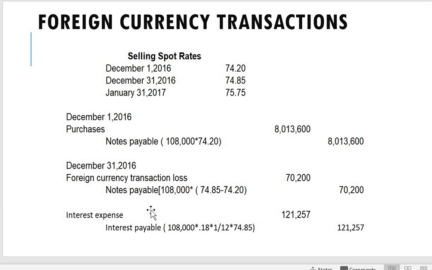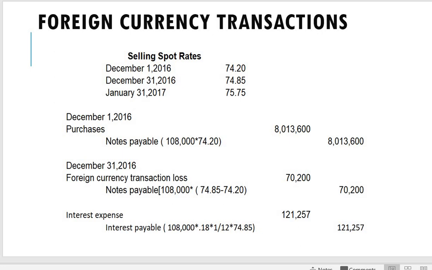Also, since both the principal and the interest will be paid on the settlement date, we'll account for the interest payable as of December 31, 2016. So we'll record interest expense, credit interest payable. That's 108,000 times 18%, because 18% is our interest rate, times 1/12 since it's only 1 month. Then multiply it by the closing rate, which is 74.85. So we have interest expense of 121,257, translated in peso.